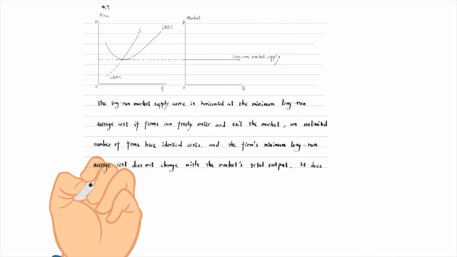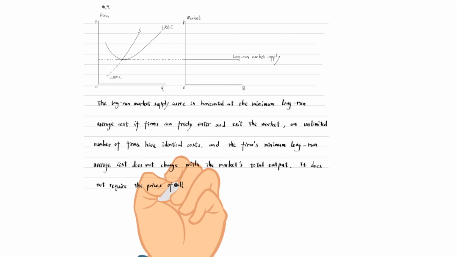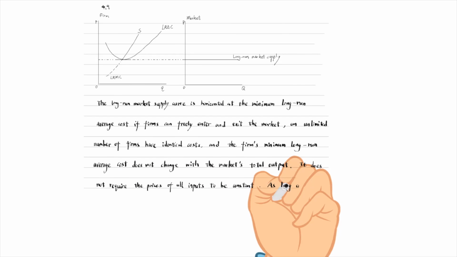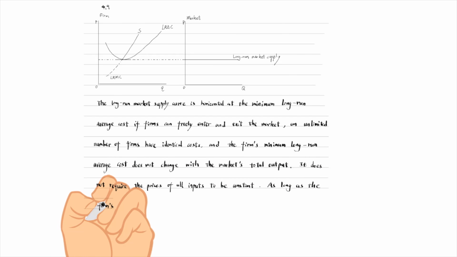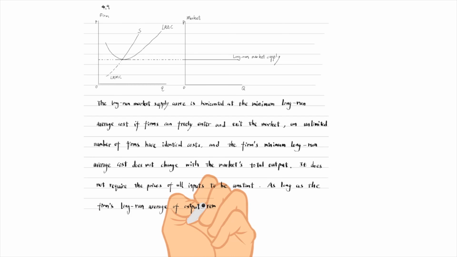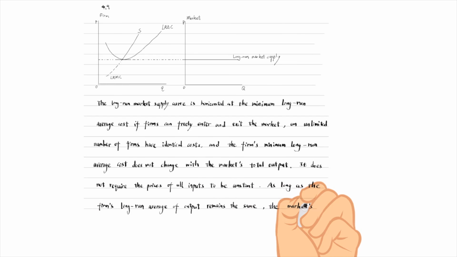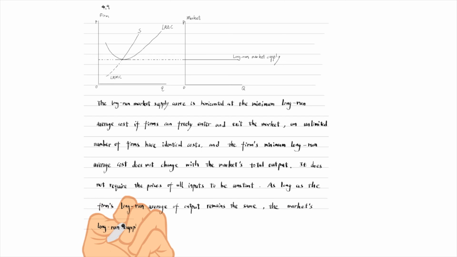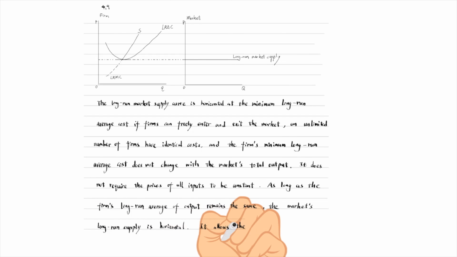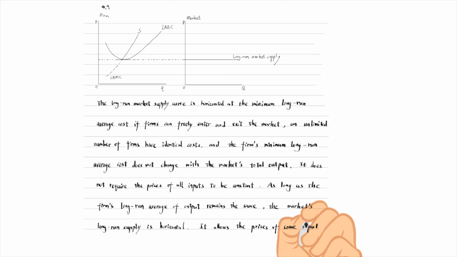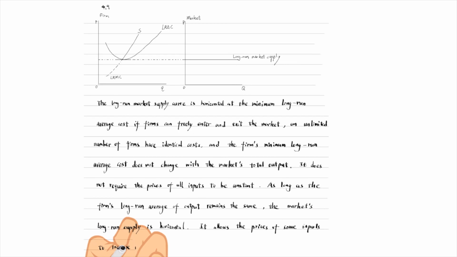It does not require the prices of all the inputs to be constant. As long as the firm's long-run average cost of the output remains the same, the market's long-run supply is horizontal. It allows the prices of some inputs to increase with output, and the prices of other inputs to decrease with output.